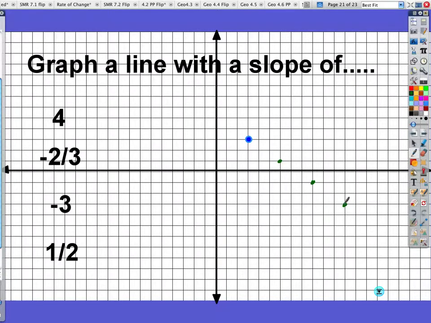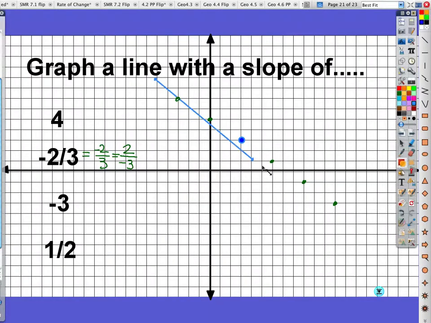You're like, what if I wanted some more dots, or I run out of my paper? My paper runs out right there. You need just a couple more. Is it negative 2/3? Isn't that the same as 2 over negative 3? Yeah. So from this dot, I could rise 2, run negative 3. Okay? And then I just make my fancy line.